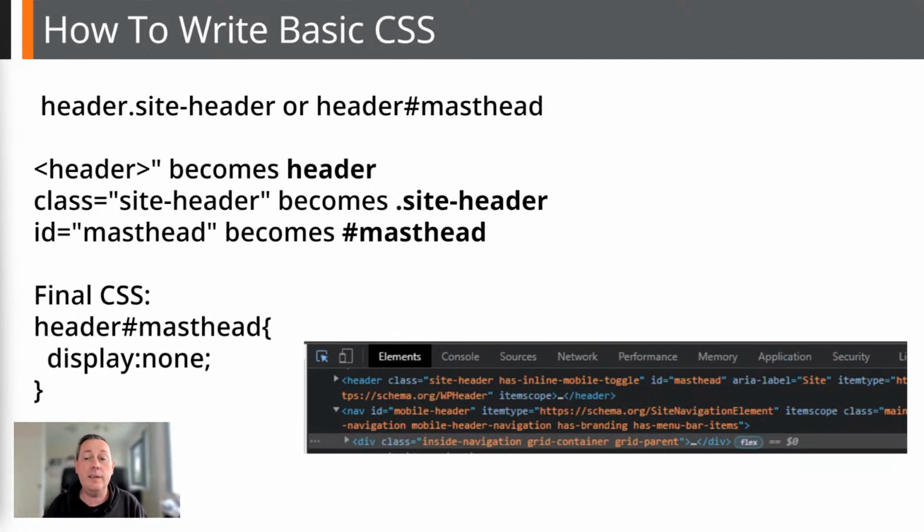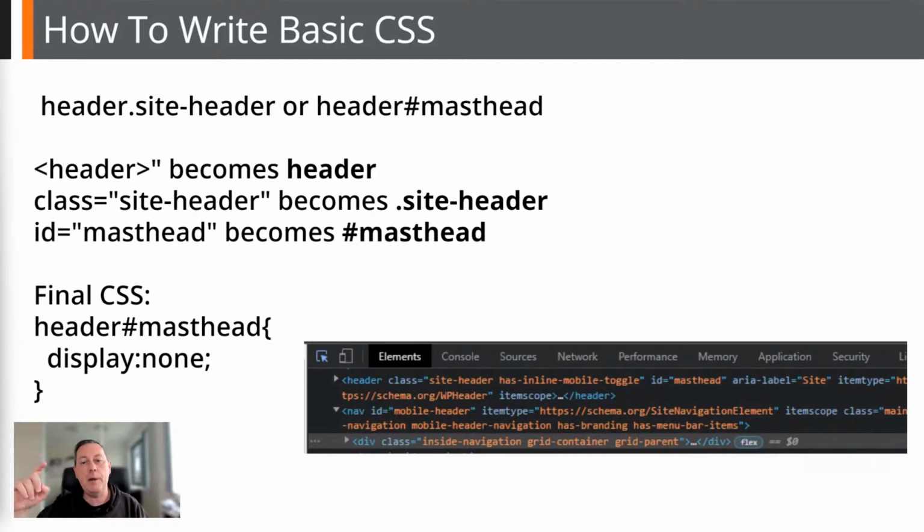So here's the final CSS that we want to use to try and get rid of our header. The final CSS is header, and then we don't put any spaces. We put a hash mark with masthead. We could just use #masthead, but I'm being explicit here. I'm saying I want the header that has an ID of masthead, so I've put them together.